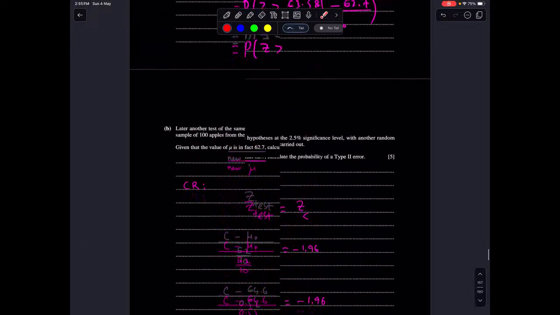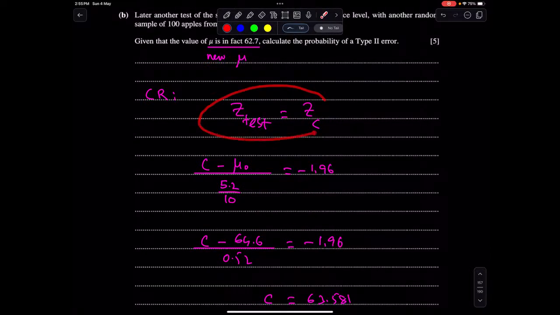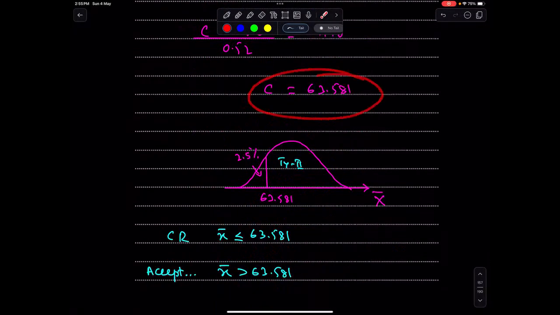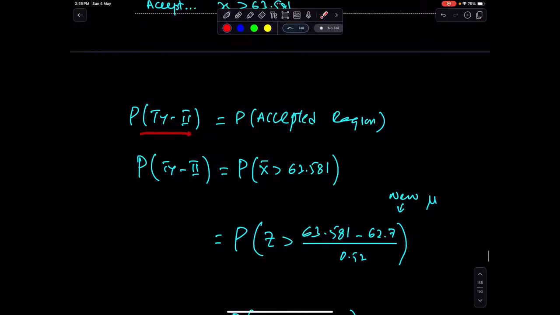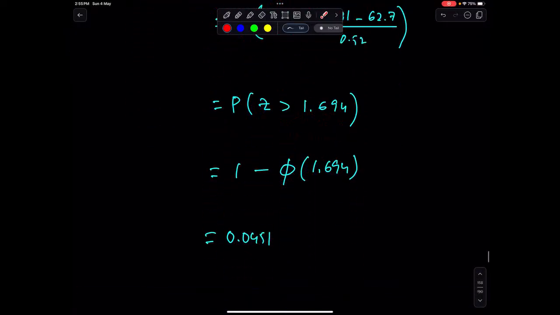This is the way to find the probability of type 2 error. You can check this again. First, work for the critical region, and while working for the critical region, use mu naught here. Never use this new mu. We find the critical region with the help of mu naught. Once you get the critical region, then you can easily find the probability of type 2 error. It is the probability of the accepted region, meaning greater than 63.581. And this is the way to get the probability of type 2 error.